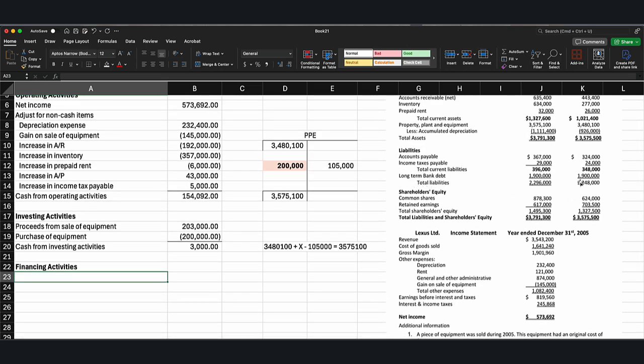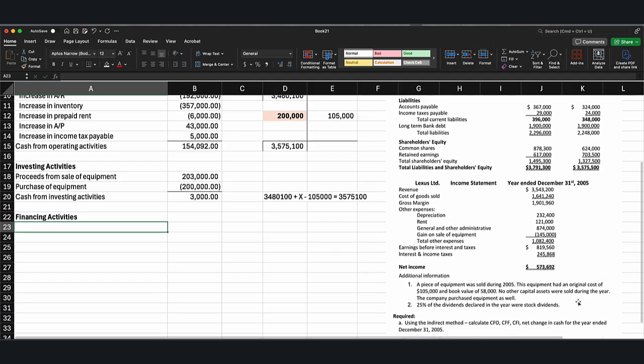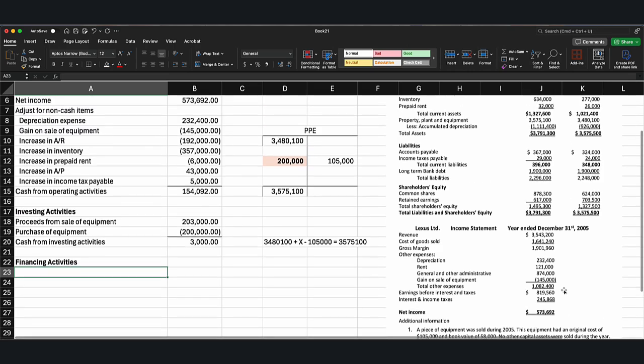We'll start with long-term debt. Started at 1.9 million, ended at 1.9 million, nothing to do. We didn't take on any new debt. We didn't repay any debt. Done. Common shares: started at 624, ended at 878, which means we issued new shares. And since they didn't tell us anything specific, like we issued shares to pay for a building, we can assume that all those shares were issued for cash. So I'm going to write here proceeds from issuance of shares.